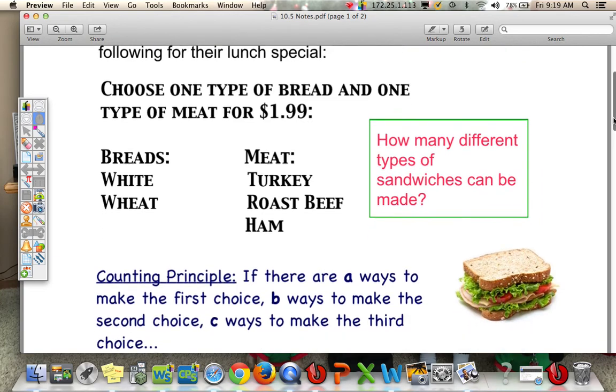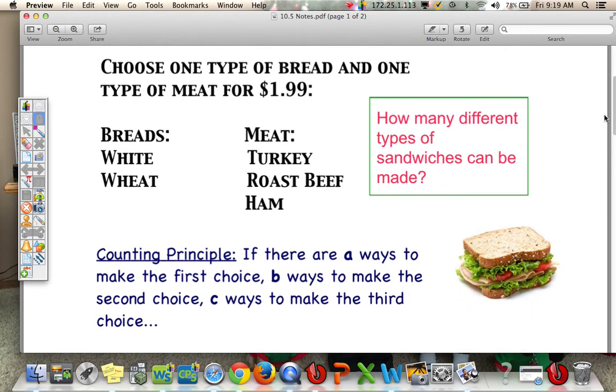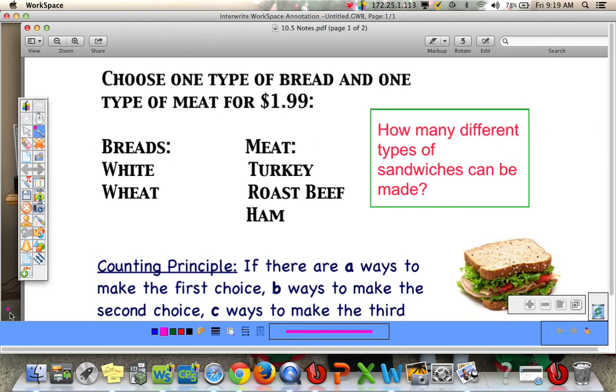Well, there are many ways to approach this problem right here. You could draw a diagram, you could make a list, write it out, calculate. For this one, I'm just going to draw lines. For the white bread, you can have turkey, roast beef, or ham. So there's 3 options there. And for the wheat, you could also have turkey, roast beef, or ham. So you can see from my picture right here that 6 different types of sandwiches can be made if you have 2 choices for the bread and 3 choices for the meat. Let's write that down. So 6 different types of sandwiches.